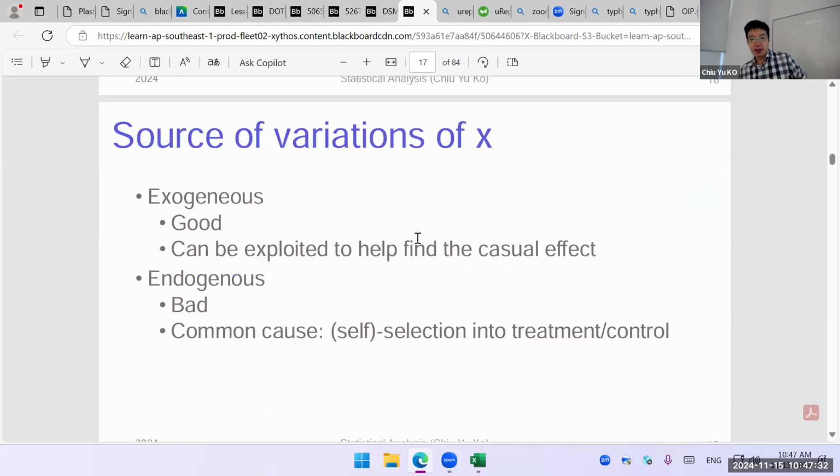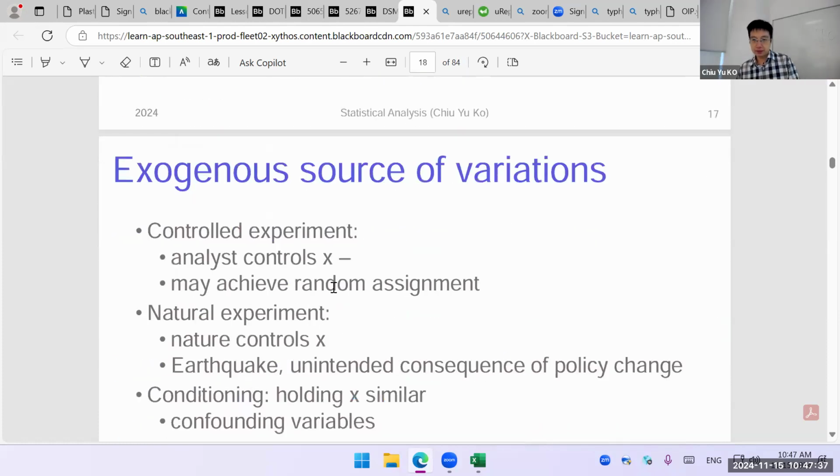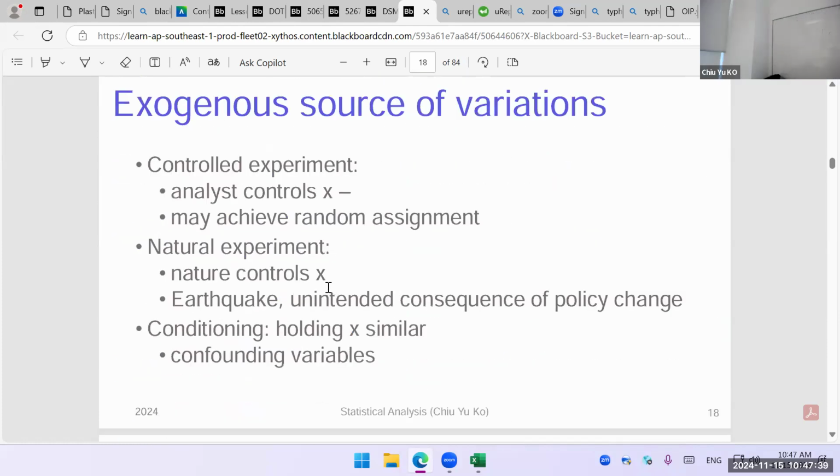Exogenous is good and endogenous is bad. Okay, so let's see what the exogenous variations are. There are three types, and we have three ways to do it. First one, if it's a control experiment, like we said, you decide who gets treatment or not. In that case, it's easy, because if you do random assignment, then you're done, right? So just run the regression, then over.